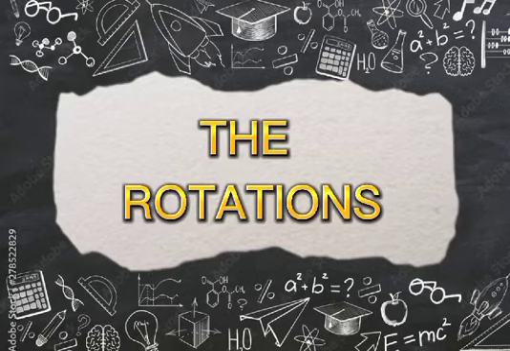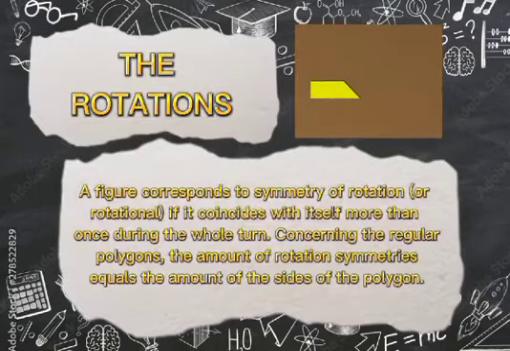Next are the rotations. A figure has rotational symmetry if it coincides with itself more than once during the whole turn. Concerning regular polygons, the number of rotation symmetries equals the number of sides of the polygon.